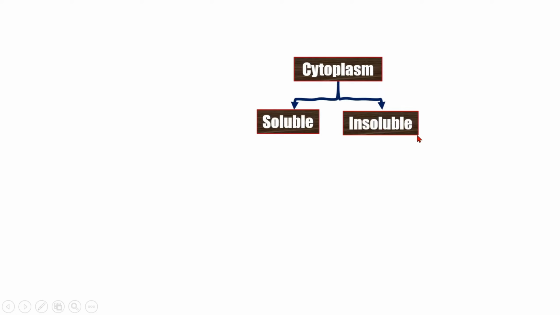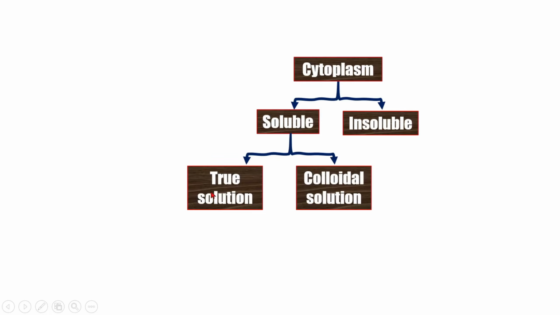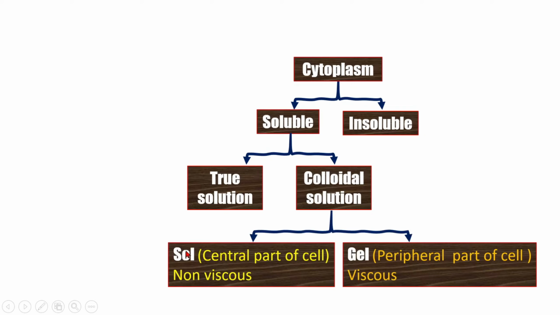Organelles make the insoluble part, while soluble part is further composed of true solution and colloidal solution. True solution is also called homogeneous mixture, while colloidal solution is called heterogeneous mixture. The colloidal solution is further of two types, sol and gel.